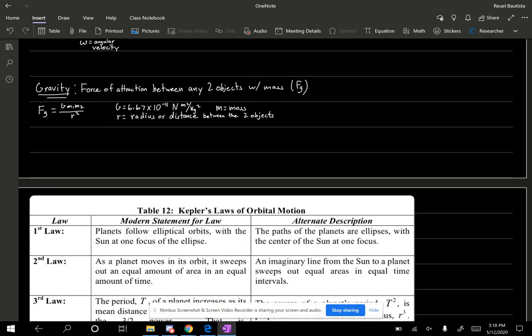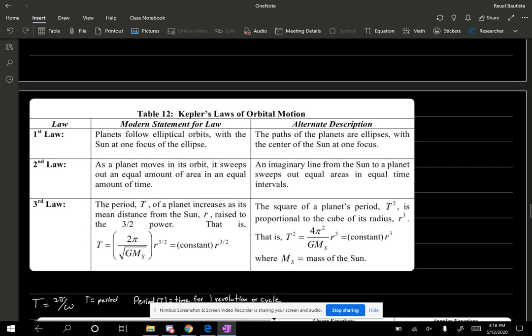Next, we have gravity. The force of gravity is the force of attraction between any two objects, and it's found using this equation: Fg is equal to g m1 m2 over r squared. G is a constant, and it's going to be this constant. Again, it's pretty simple to figure out.